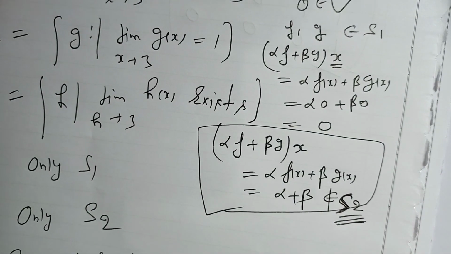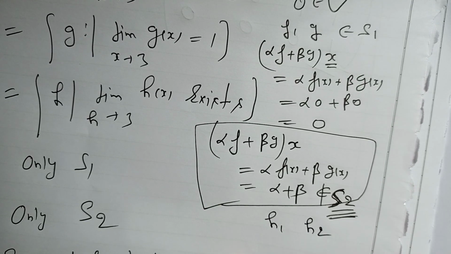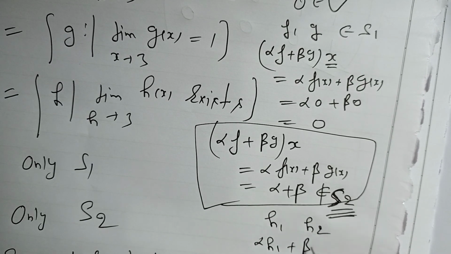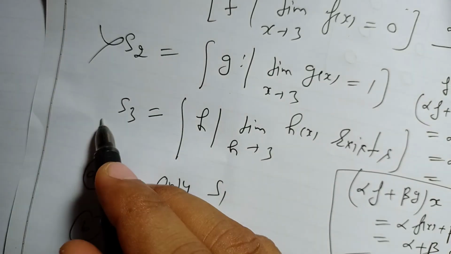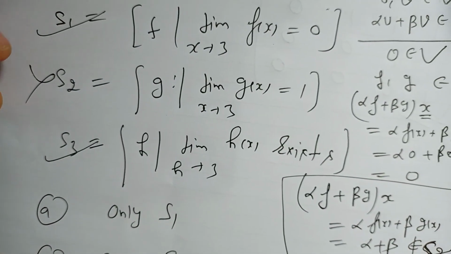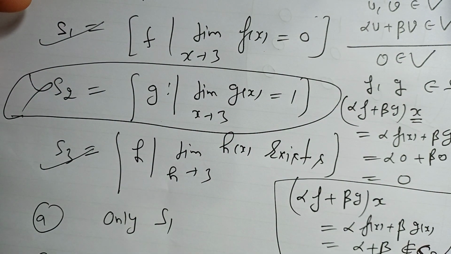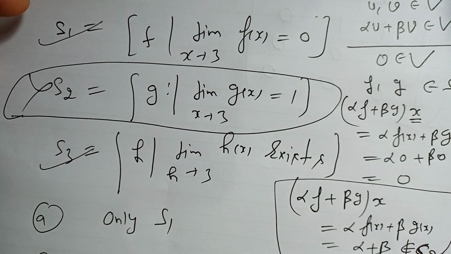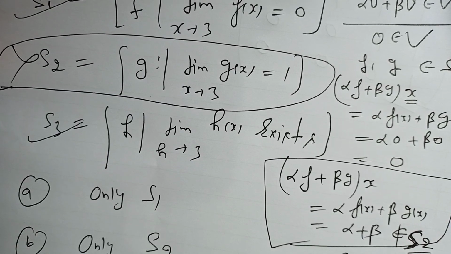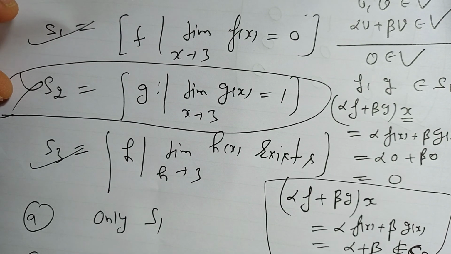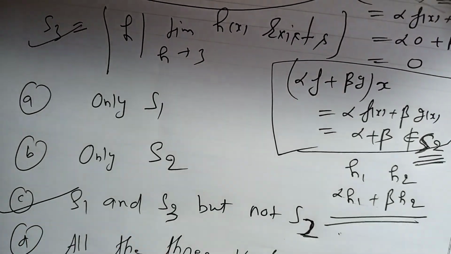And the third one: if the limit of h(x) exists, let us have h1 and h2 whose limits both exist, then for alpha h1 plus beta h2 the limit also exists. So S3 is also a vector space. Only S2 is not a vector space, because it does not satisfy the property that if u and v belong to the vector space, then alpha u plus beta v also belongs to it. So the answer is S1 and S3 but not S2. That is answer C.